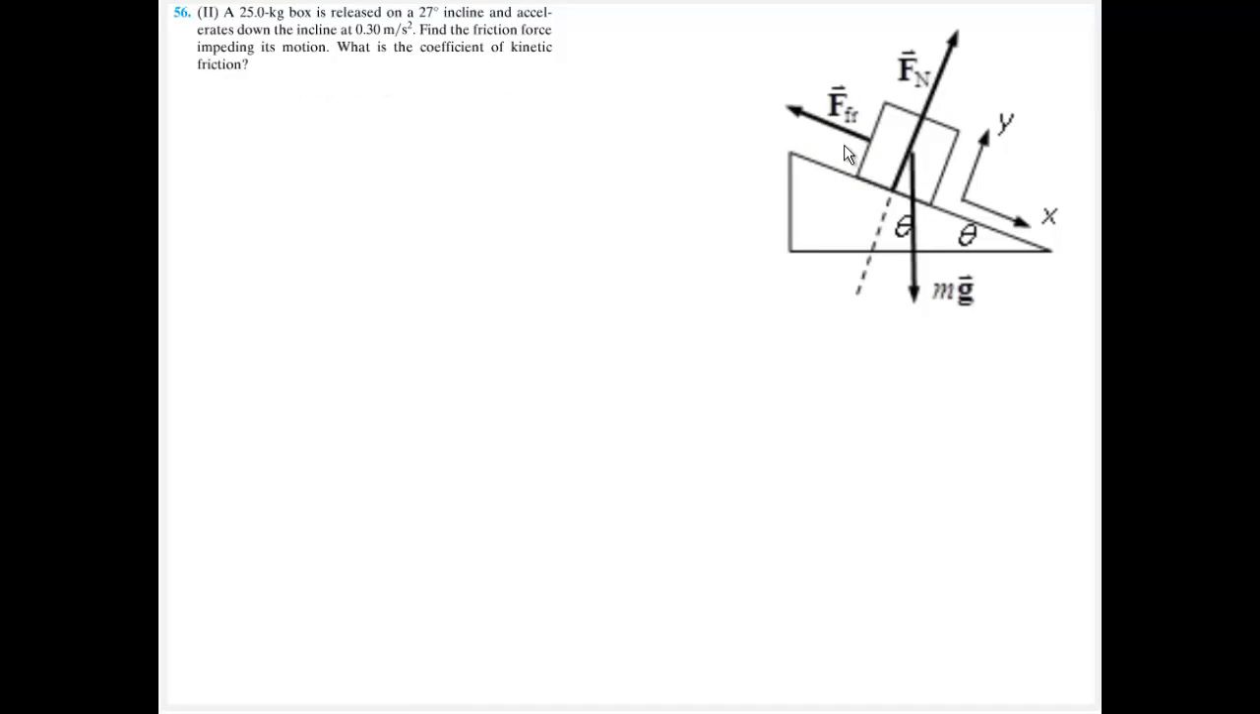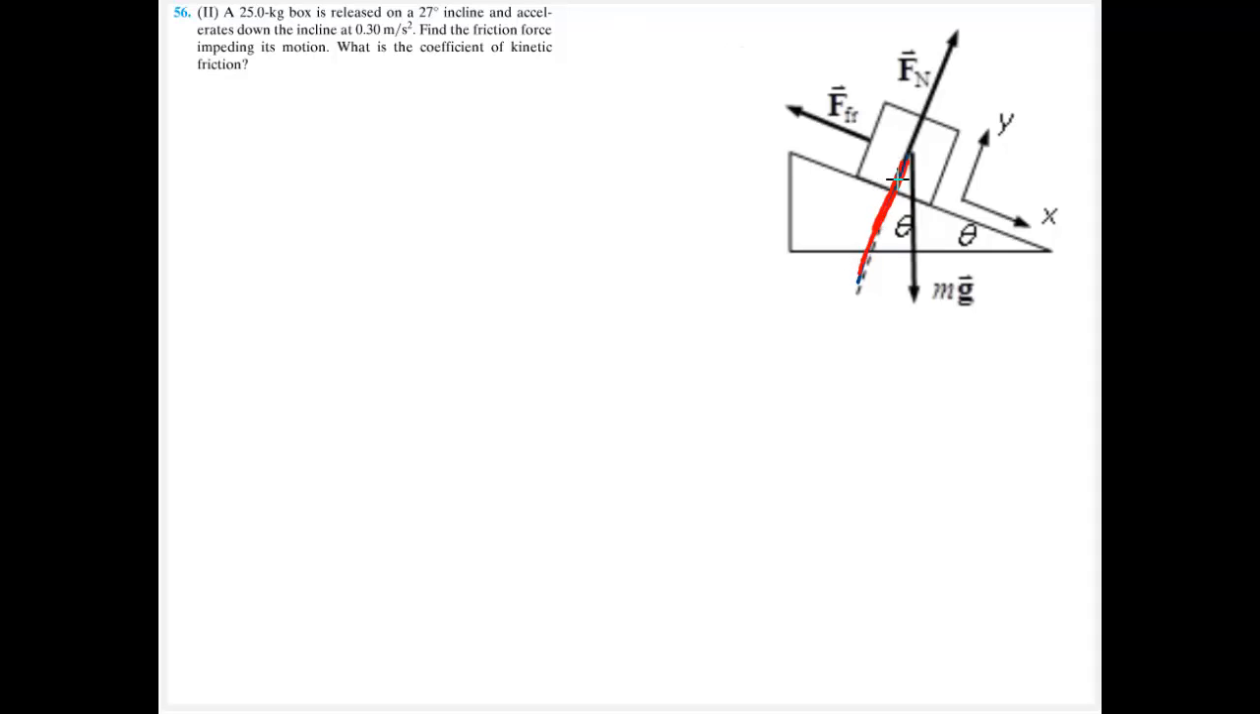The last problem, number 56, is going to be fairly similar to the last one. I actually even just reused a lot of the same stuff here. Got the same free body diagram. I've got an object sliding down a slope. It's got some friction. It's accelerating only 0.3 meters per second squared, so fairly small. I know the angle, so let's go ahead and figure out what the coefficient of friction has to be.